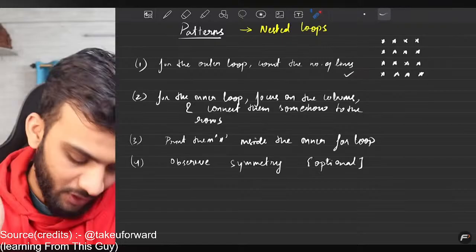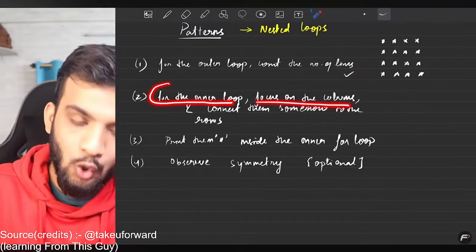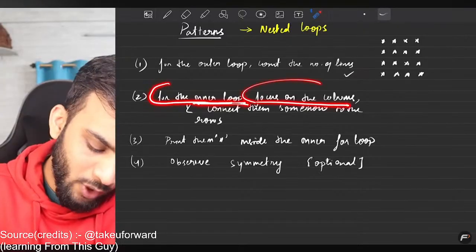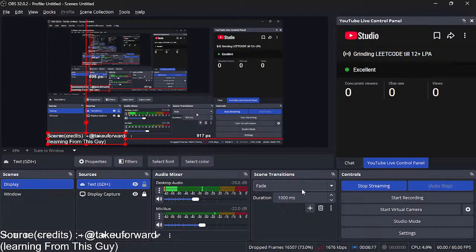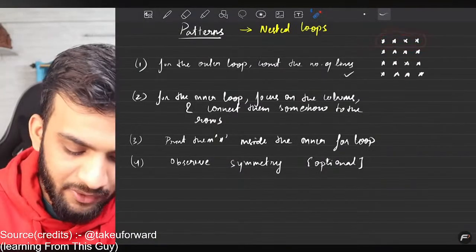Now the next step comes for the inner loop. For the inner loop, focus on the columns and connect them somehow to the rows. Let's see. We have 4 rows. And what is happening at every line? We are printing 4 stars.